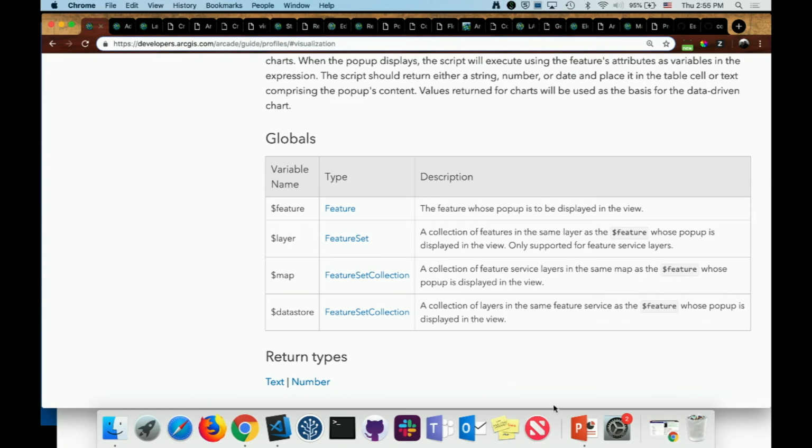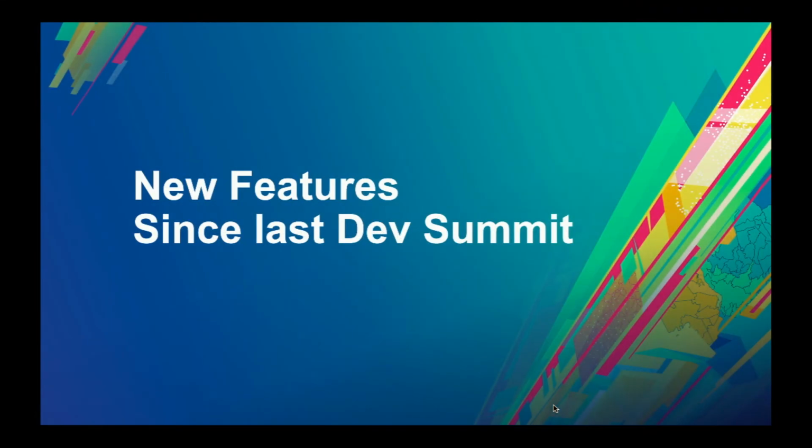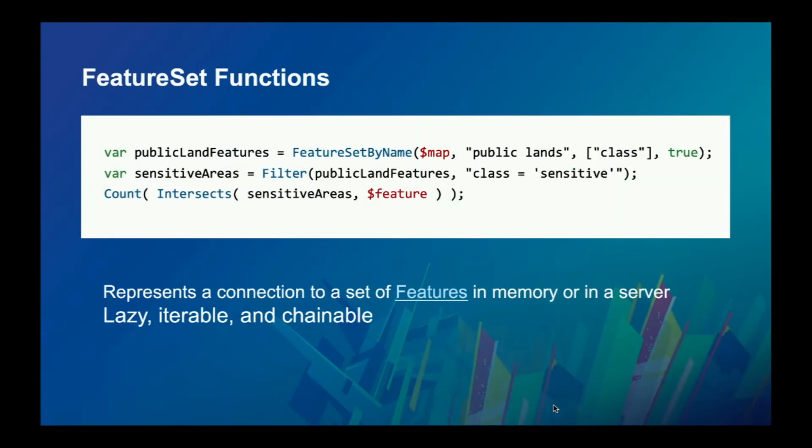So what are the new features since last Dev Summit? We introduced this notion of feature sets in Arcade expressions. These can be extremely powerful. They can also be extremely debilitating, depending on how you use them. Feature sets represent a connection to another layer or set of features, and that can be either in memory or on another service. They're lazy, iterable, and chainable.